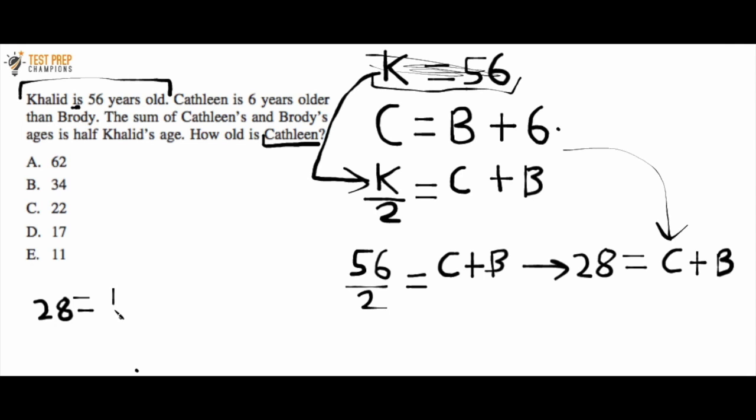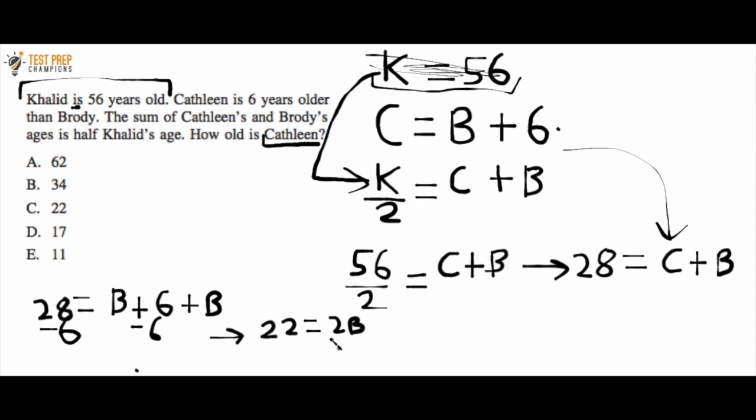equals b plus 6 plus b. Okay, so my move here is I'm going to do b plus b, which is 2b. And in this case, I'm going to subtract 6 from both sides of the equation, because it's b plus 6. So if I have 28 minus 6, that would be 22. So I would have 22 equals 2b.